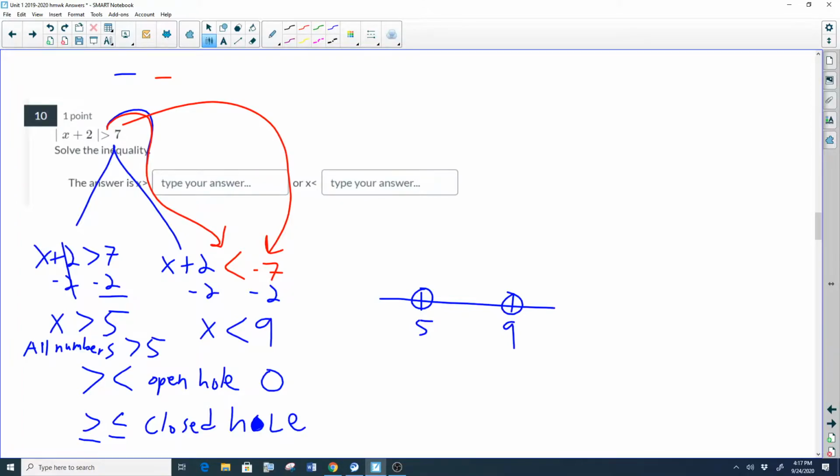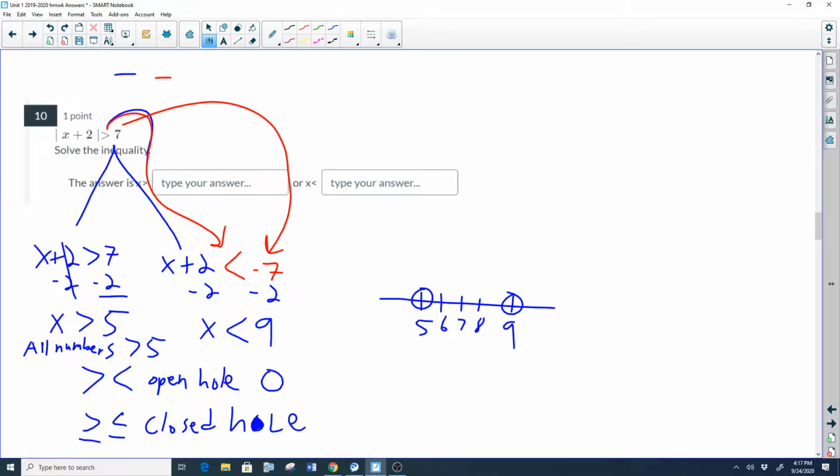So think about it. What's greater than 5? 6 is greater than 5. 7 is greater than 5. 8 is greater than 5. What's going on here? 9 is greater than 5. Interesting. Did I make a mistake already? x plus 2 is greater than 7, and then x plus 2 is less than negative 7.